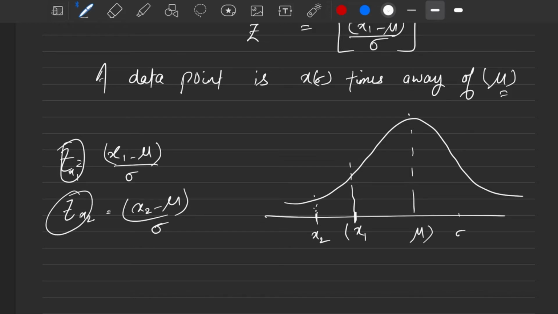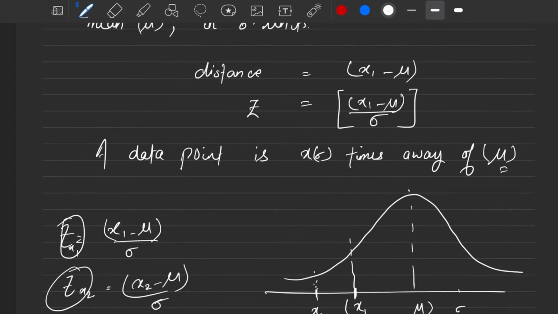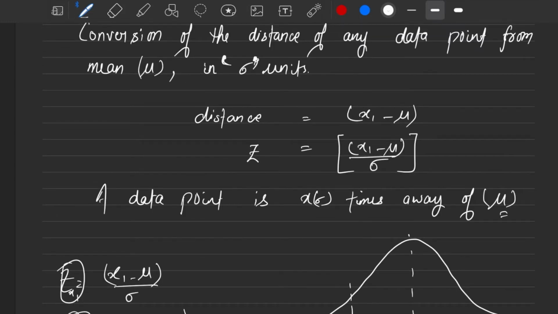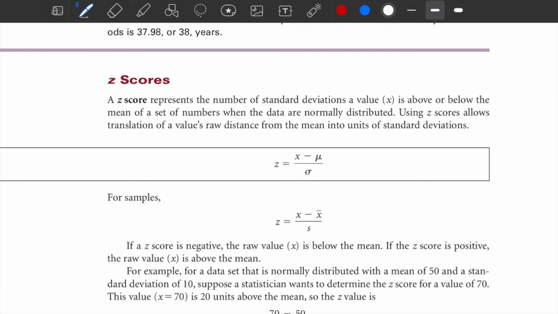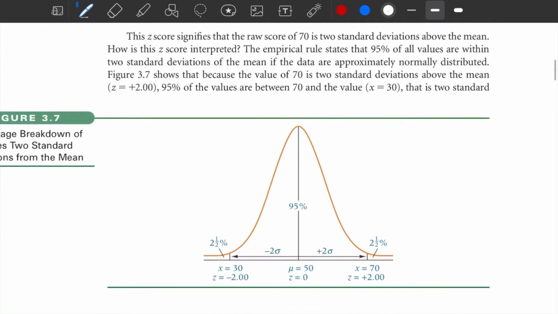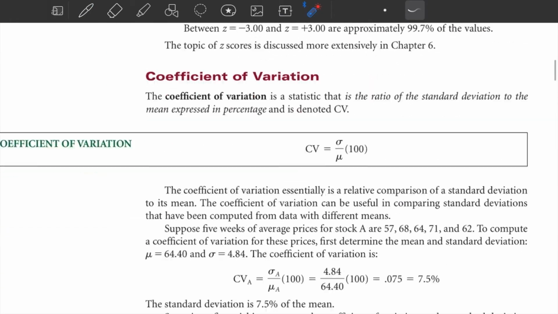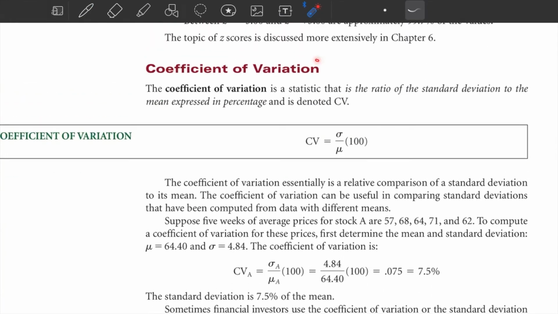Now what is the importance of Z-score, we'll see in hypothesis testing in next chapters. But as of now, let's try to understand what Z is exactly. It's the distance from the mean divided by sigma. Okay, so that is your Z-score. There are a couple of examples, and I'll request that you please try to solve those examples.